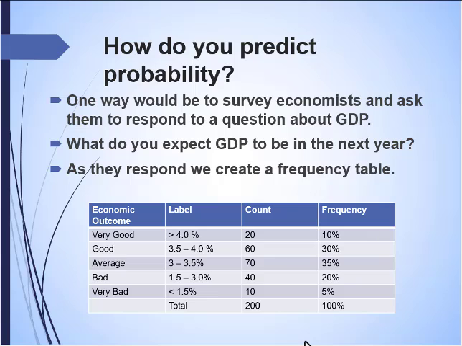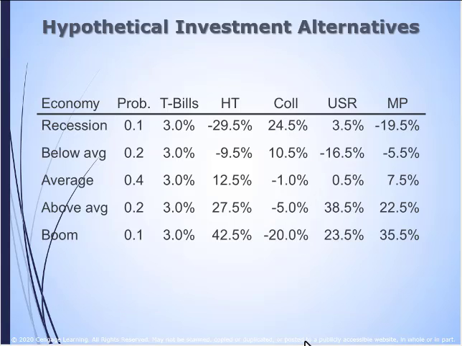So how do you predict probabilities? Lots of different ways. I think one of the best ways to think about this is to think about predicting GDP. Create some kind of a table that represents good to bad. Take a survey, see what people say, and analyze that particular frequency distribution for what people think is going to happen. Now, we have some assets here. We have probabilities, right? These are the probabilities that we've gotten from our survey. And now we have 5 assets: T-bills, high tech, these, I believe, are collectibles, this is rubber. I forget what MP stands for.